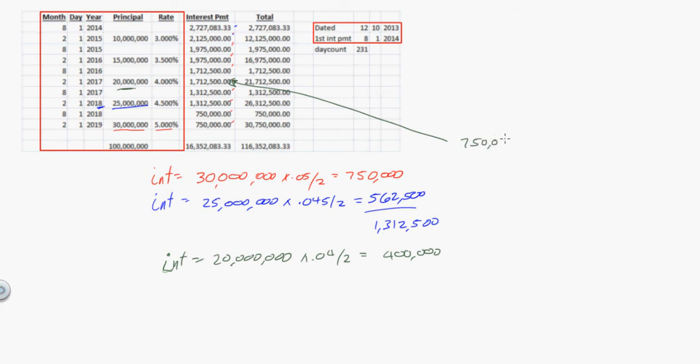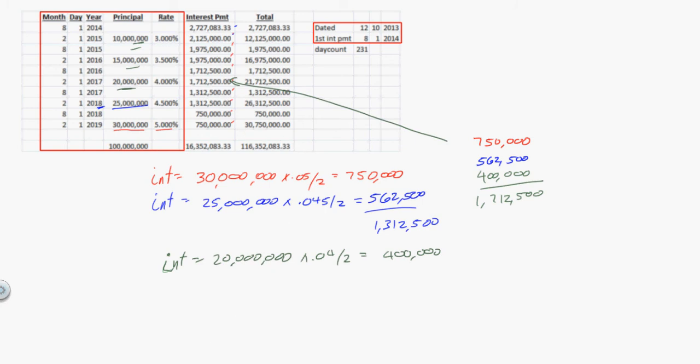So now this payment right there is $750,000. Well, let me do it like this. That payment would be, I'll color code it for you, the $750,000 for the bond that matures in 2019, the $562,500 for the bond that matures in 2018, and the $400,000 for the bond that matures in 2017, so that should add up to $1,712,500. And you repeat the process 2 more times, and that would give you the interest payments right here. The total column is just the interest payment plus the principal.